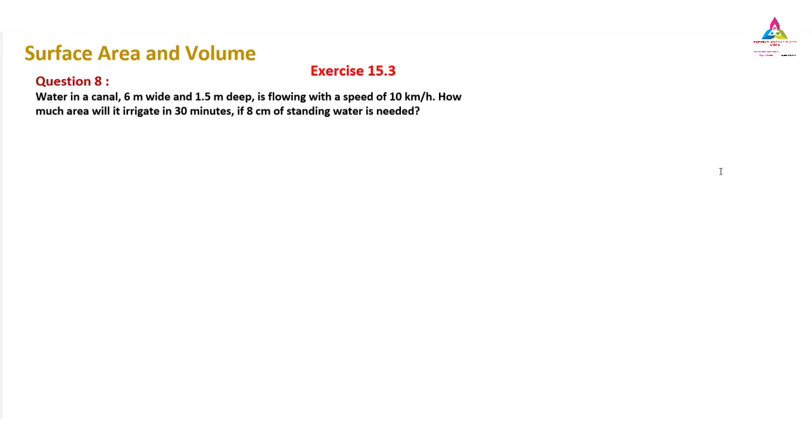Today we are going to learn surface area and volume, exercise 15.3, class 10th mathematics, and question number 8. Water in a canal 6 meter wide and 1.5 meter deep is flowing with a speed of 10 km per hour. How much area will it irrigate in 30 minutes if 8 cm of standing water is needed?